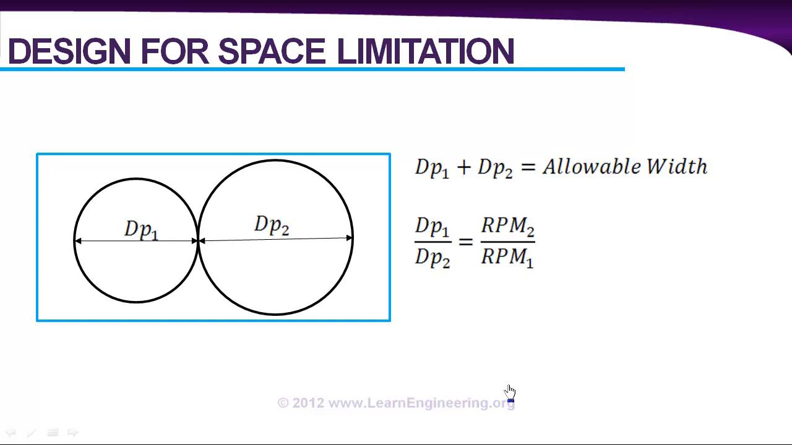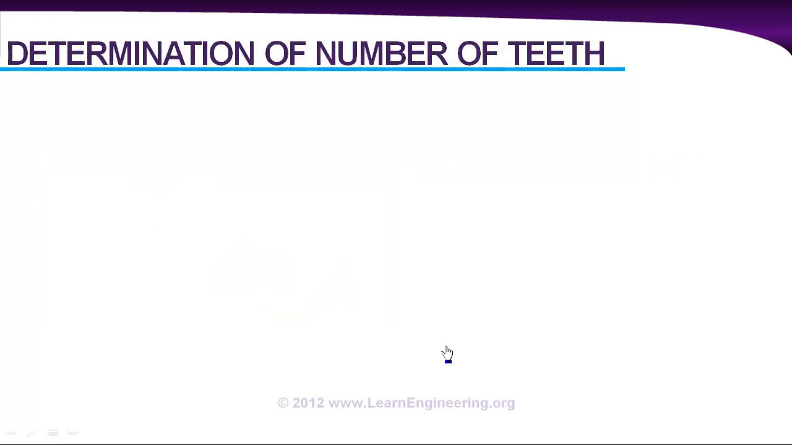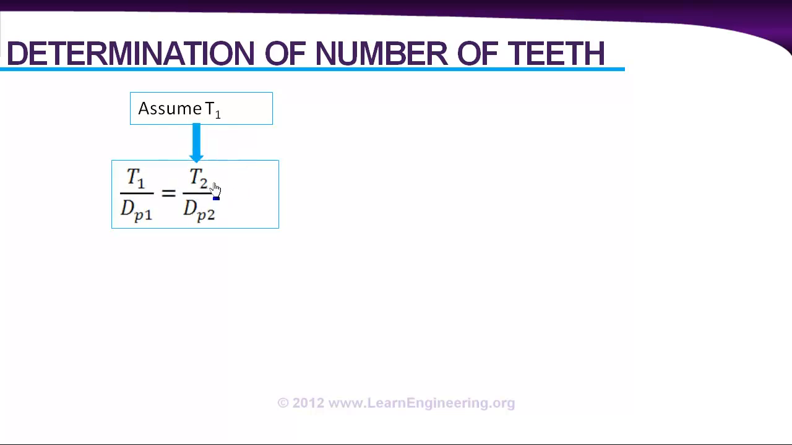Next step, determination of number of teeth on each gear. First step, you have to assume a number of teeth T1 for the small gear. Here I should say something to you. Design is an open-ended problem. There can be many solutions for a single problem, and all of them can be right. According to your first assumption, the design may change, but you have to start like this. If you know T1, you can find out the number of teeth on the second gear using this relation. And this term will be called the diametral pitch.